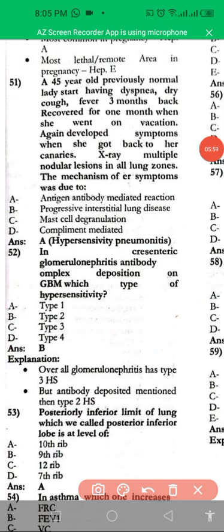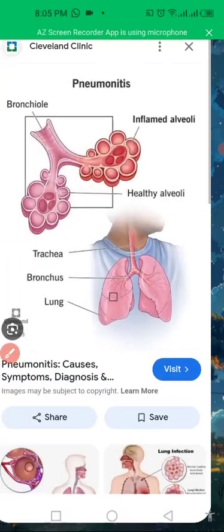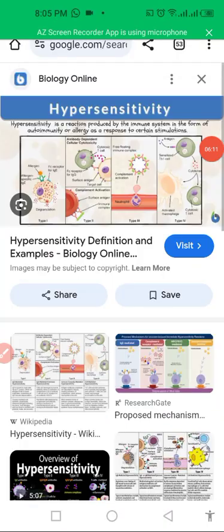Next question: in crescentic glomerulonephritis, antibody complex is deposited in the GBM. Which hypersensitivity is it? It is type 2 hypersensitivity. So we will be looking at the types of hypersensitivity. Okay, so here we can see all four types of hypersensitivity.